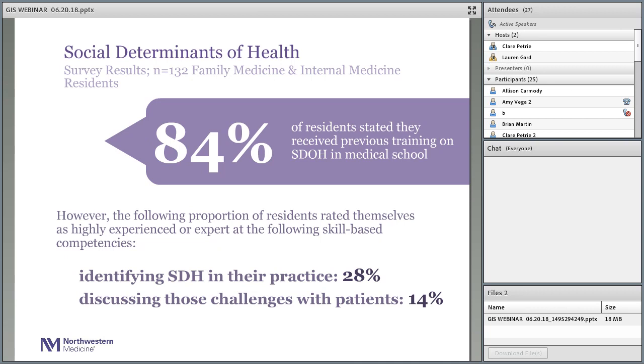And we all said yes, that that's not okay. We think that identifying social determinants of health is a core component of training, particularly in primary care. It's a key skill that all residents should have when they graduate.